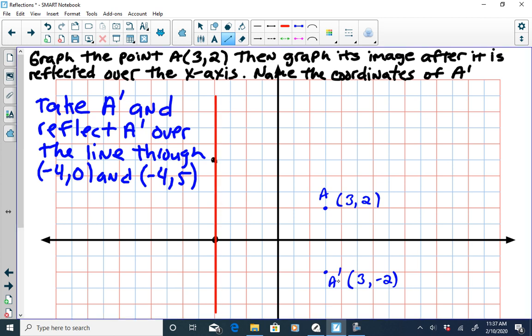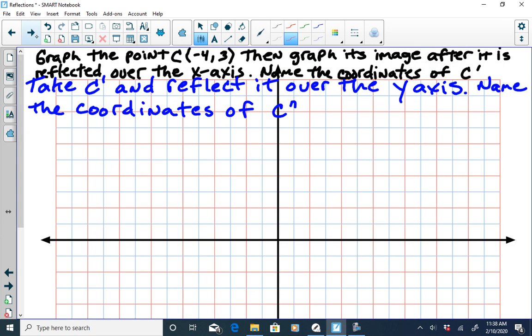We want to take A prime and reflect it over that line. So once again, when we draw a reflection, same distance from the line of reflection, but we want to go the opposite direction. So we are 1, 2, 3, 4, 5, 6, 7. A prime is 7 units away from our line of reflection. So we count 1, 2, 3, 4, 5, 6, 7 units away in the opposite direction. And we're going to call that A double prime because that is our second image. All right? Okay, let's try another one.